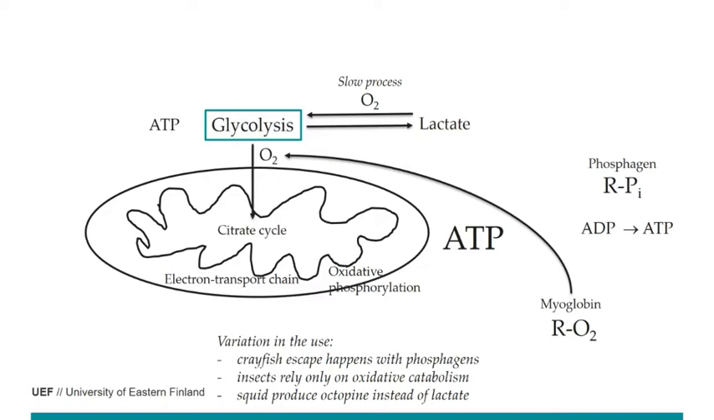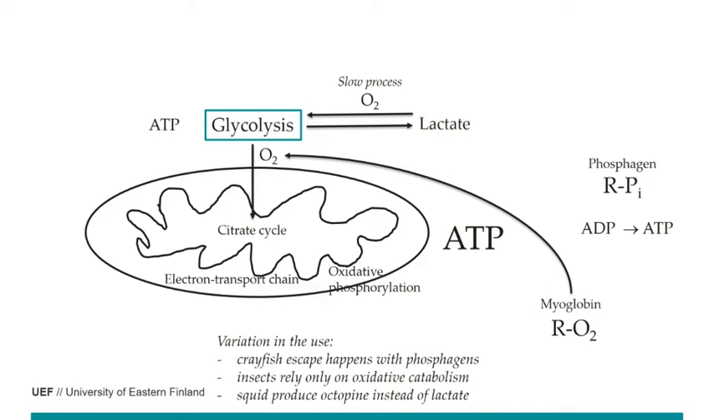And then we have some aquatic animals like squid, which produce, instead of lactate, octopine. Well, it's for the same kind of process. So it can be produced from the pyruvate, and then if there is oxygen available, the octopine can be reused back in the energy metabolism.